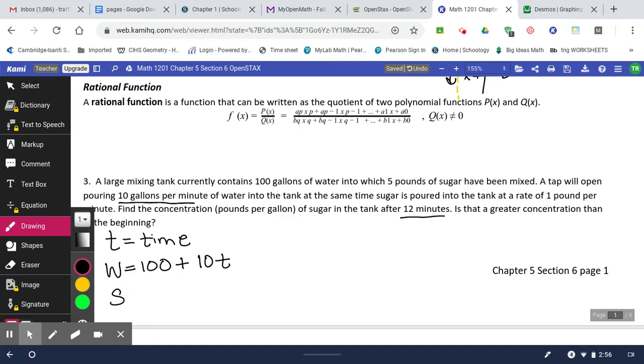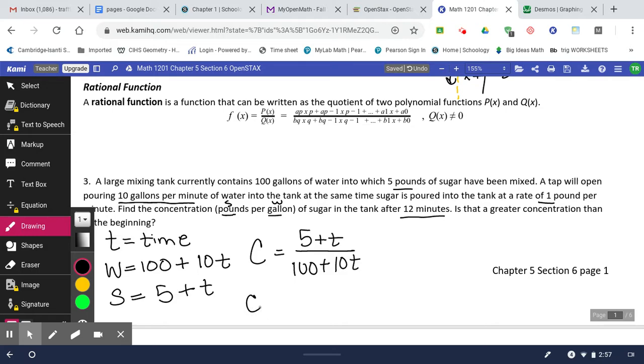The sugar, we started out with 5 pounds of sugar when t was 0, and then we're adding in 1 pound per minute. So plus 1t, or just t. Now it says find the concentration rate of pounds per gallon. So pounds per gallon, that's the sugar per water. So that means it's just a fraction. So sugar, 5 plus t over 100 plus 10t. This is the concentration, so we'll call it C.